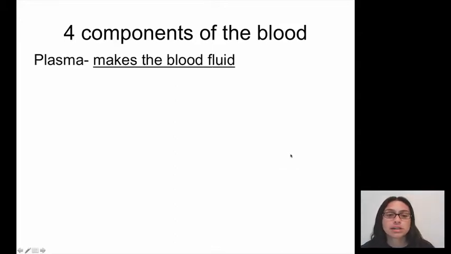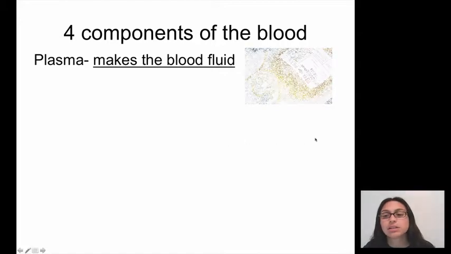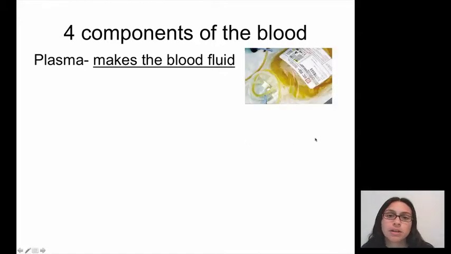So the first thing is plasma. Okay, plasma is the fluid part of blood. Okay, so blood is traveling along in tubes, your blood vessels. So the plasma is the liquid portion of the blood. This is what actually makes the blood flow through your blood vessels.